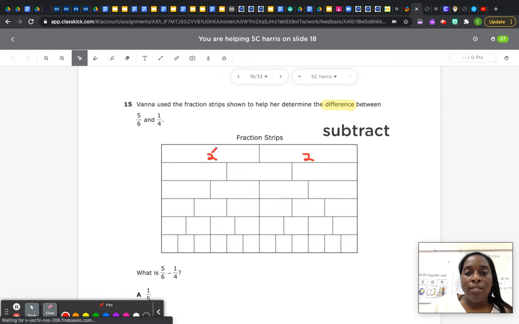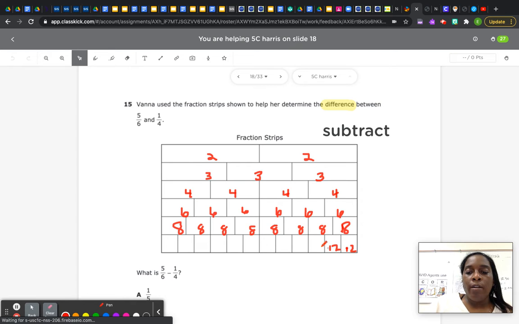So there's 2 pieces in this row right here. There's 3 here. There's 4. You can put a 4 here. There's 6 here. There's 8. And then these are 12s.